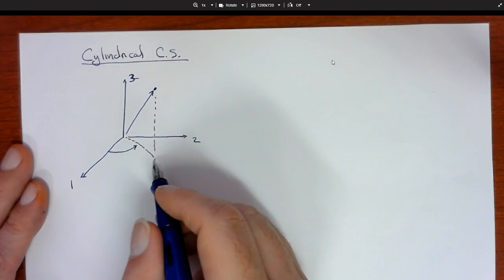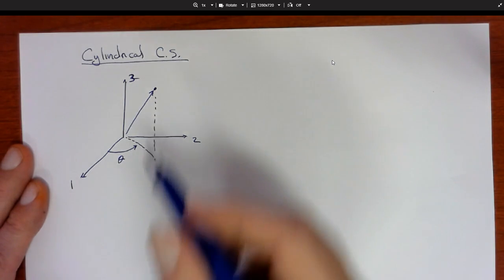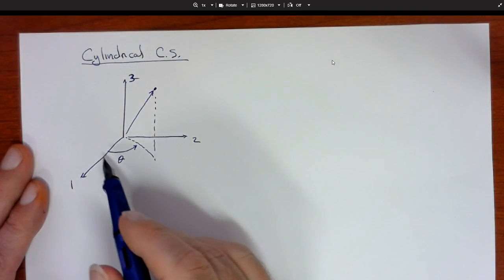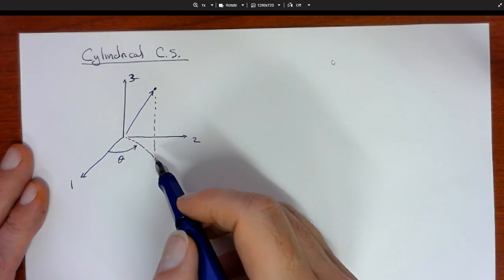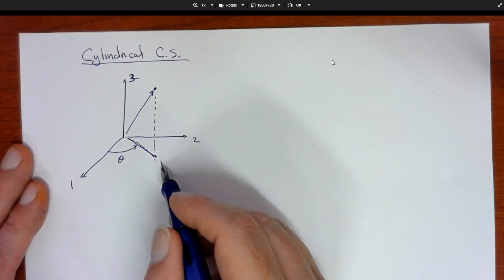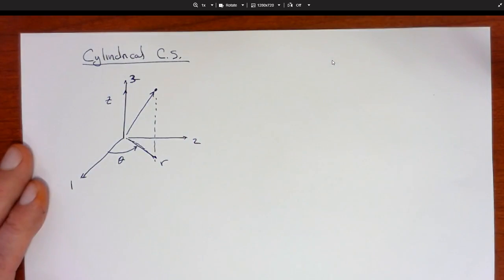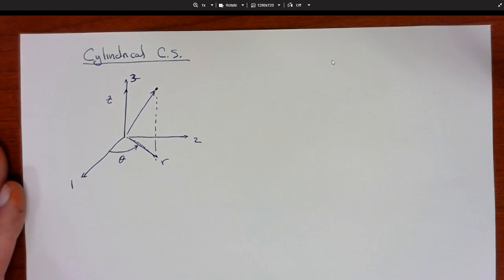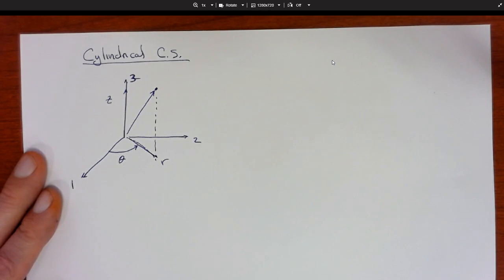So if you think about the plane containing the unit vector and the 3-axis, we have an angle to that plane. That's theta. The distance projected along the 1, 2 plane is usually given the metric r. And then going up the 3 direction, we have the metric z. So you define the location of the point by the angle theta, the radial distance out in the 1, 2 plane r, and then the z direction.